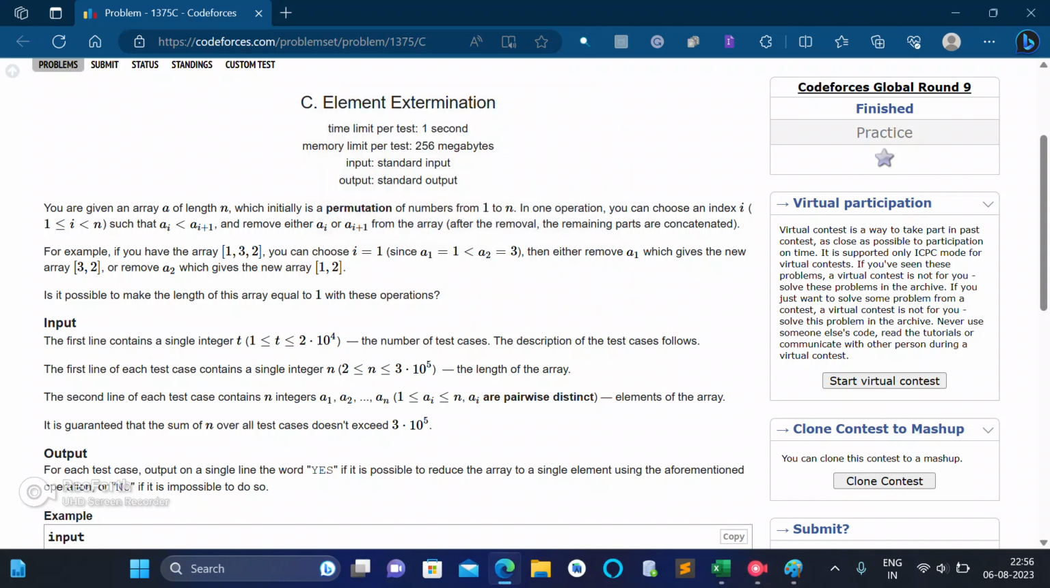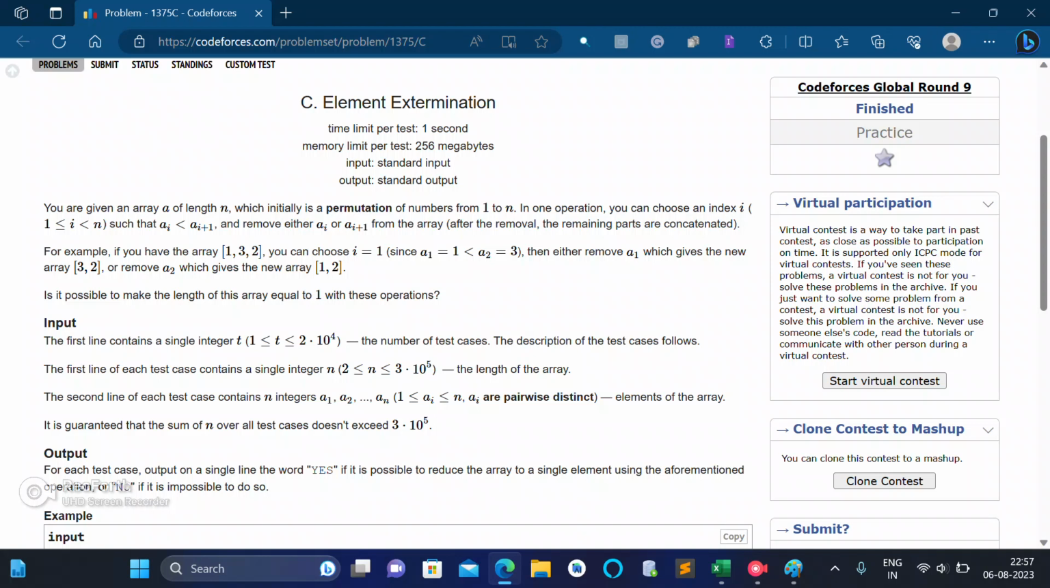Hello everyone, so today in this video we are going to discuss the question Element Extermination, which was asked in Codeforces Global Round 9. In this question we are given an array A which is a permutation of numbers from 1 to n.